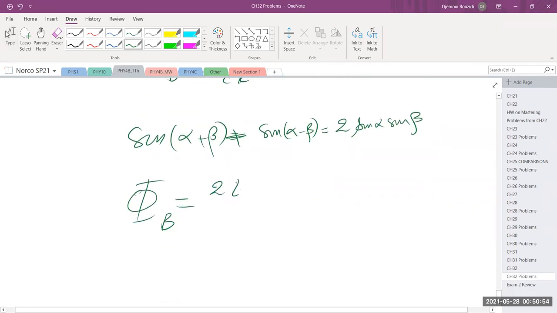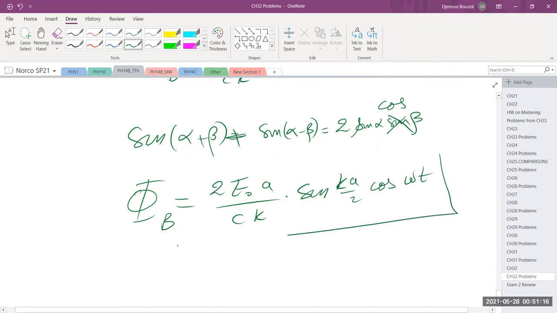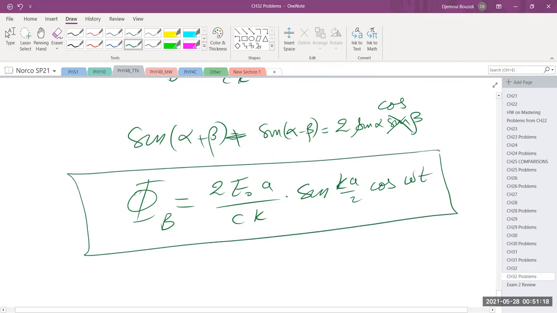So I have 2 E naught A over CK times sine of alpha, and alpha is KA over 2, sine of, is it a sine or a cosine? Yeah, it's a cosine. Sorry about that. That's not a sine. That's a cosine of beta. Sine of KA over 2, cosine of omega t. So this is the expression of the flux of the magnetic field.